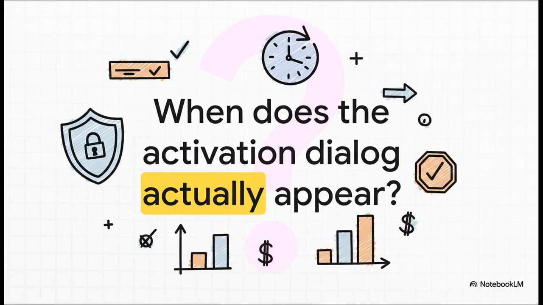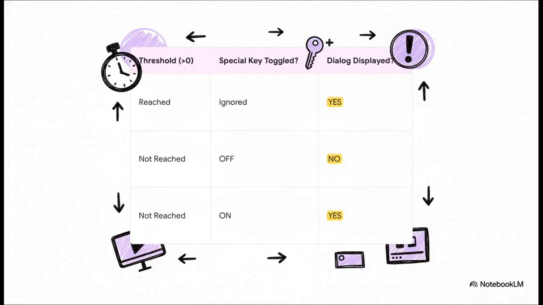But wait, the threshold isn't the only thing controlling this dialog. It also has to work with the manual special key pop-up. So this brings up a really important question. When does this activation dialog actually show up? The logic is actually pretty straightforward when you see it laid out. Once your threshold is reached, that final week of the trial, the dialog will always appear on launch, no matter what. But before that threshold is met, it will only show up if the user manually triggers it with the special key combination. It's the perfect balance, really. You don't bother new users, but they can still find the activation screen easily whenever they're ready to buy.